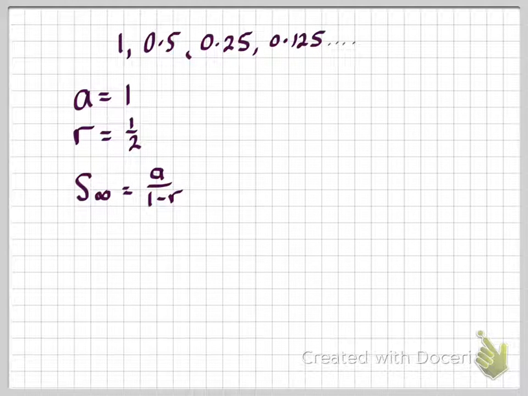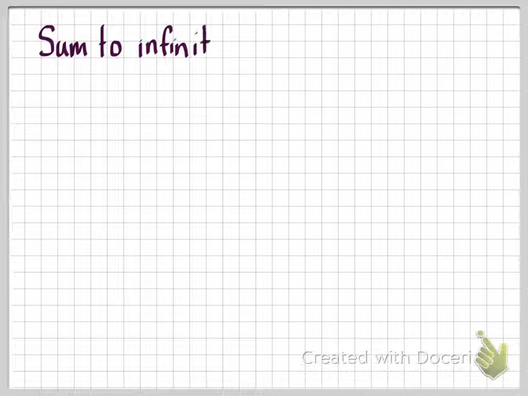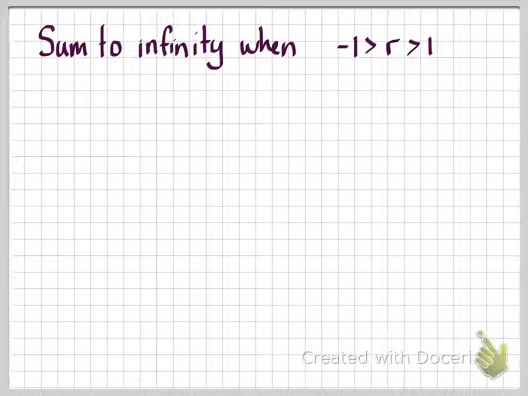Here the formula is sum to infinity equals a over 1 minus r. So we put the a as our top, 1, and 1 minus r, make sure you put it in brackets. 1 minus 0.5 is a half, so you go 1 divided by a half and you get 2. So you can sum to infinity. The condition for summing to infinity is the ratio has to be smaller than 1 but bigger than negative 1.